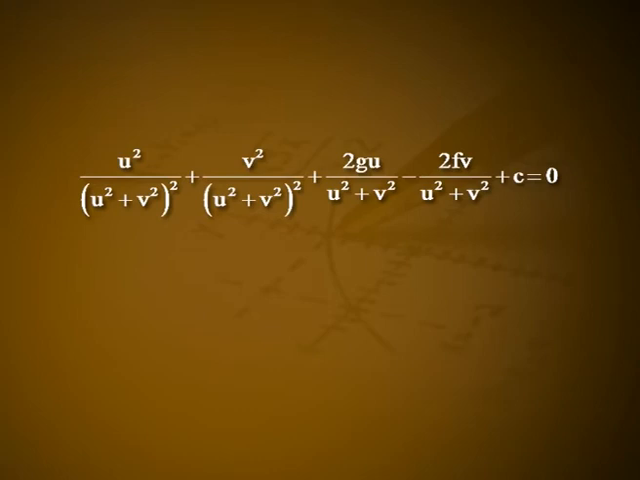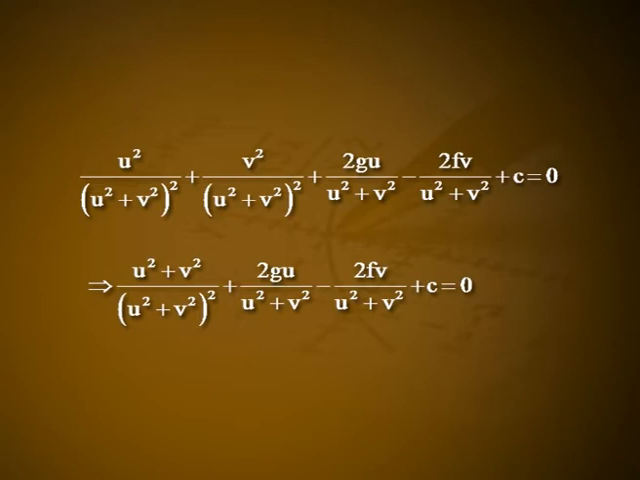Put 2 in equation 1, that is u square divided by (u square plus v square) whole square plus v square divided by (u square plus v square) whole square plus 2gu divided by (u square plus v square) minus 2fv divided by (u square plus v square) plus c is equal to 0, which implies (u square plus v square) divided by (u square plus v square) whole square plus 2gu divided by (u square plus v square) minus 2fv divided by (u square plus v square) plus c is equal to 0, which implies 1 by (u square plus v square) plus 2gu divided by (u square plus v square) minus 2fv divided by (u square plus v square) plus c is equal to 0, which implies c into (u square plus v square) plus 2gu minus 2fv plus 1 is equal to 0, which is equation number 3.